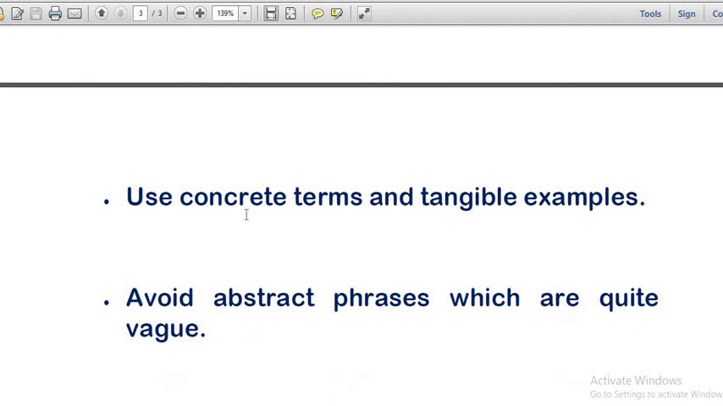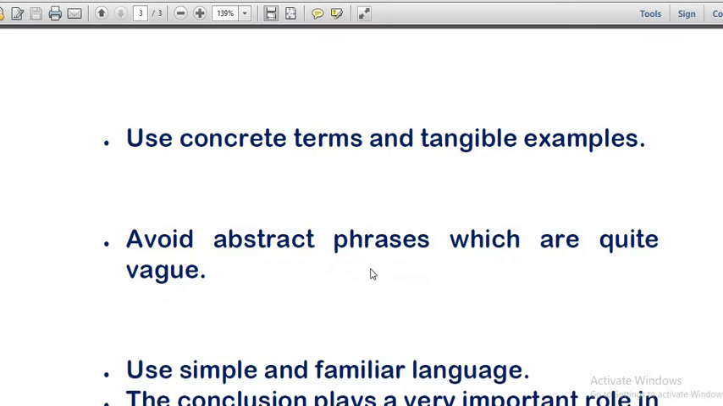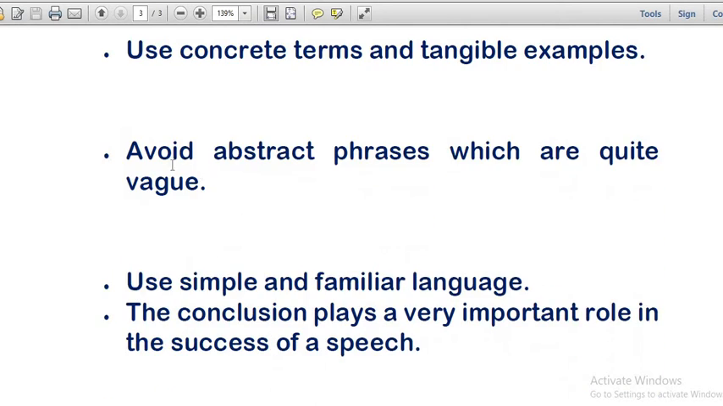Next one, use concrete terms and tangible examples. Logical examples, concrete terms should be used. Now another important thing, don't write in tough English. Avoid abstract phrases which are quite vague. Don't use those terms that are not used nowadays. Dear students, I guess you understood. Abstract phrases should not be used.